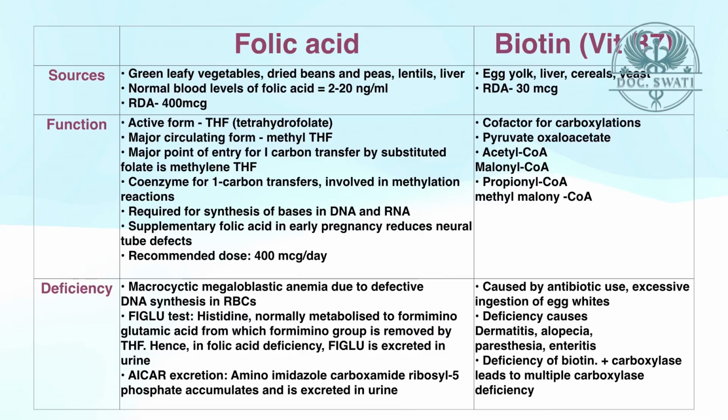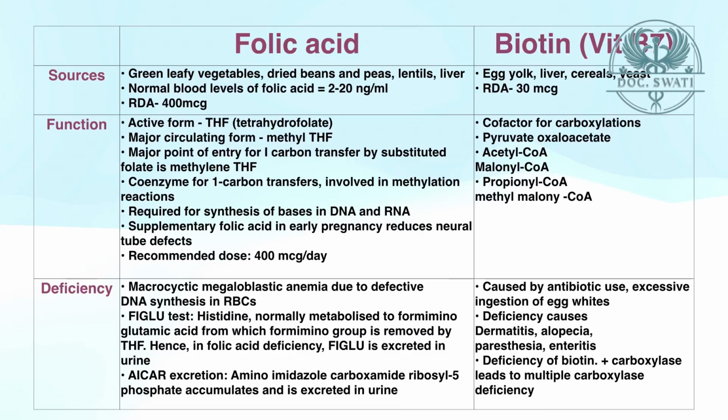The functions of biotin include cofactor for carboxylation of pyruvate, oxaloacetate, acetyl coenzyme A, malonyl coenzyme A, propionyl coenzyme A and methylmalonyl coenzyme A. Deficiency of folic acid results in macrocytic megaloblastic anemia due to defective DNA synthesis in RBCs. FIGLU test: histidine is normally metabolized to formiminoglutamic acid, from which the formimino group is removed by THF. Hence in folic acid deficiency, FIGLU is excreted in urine.